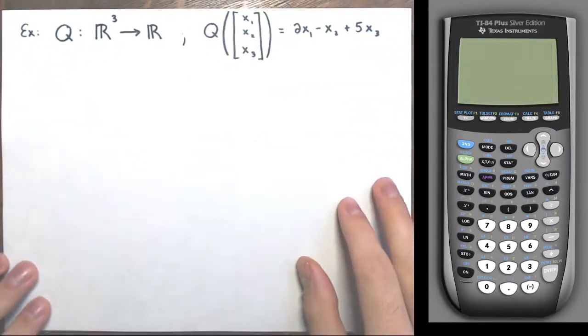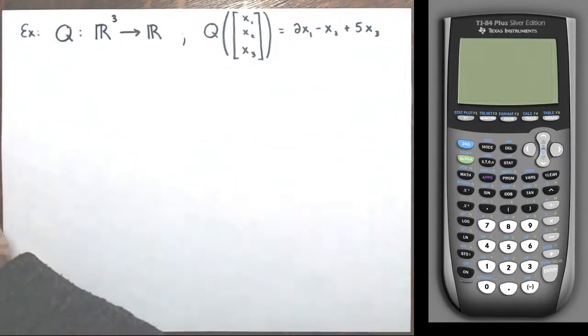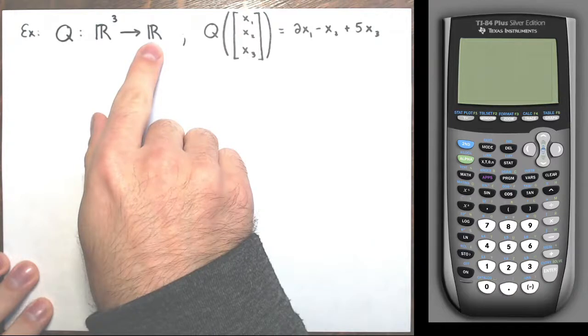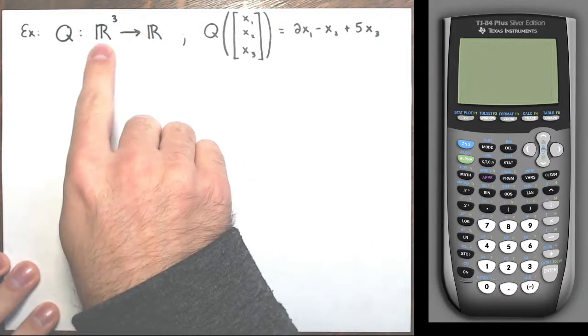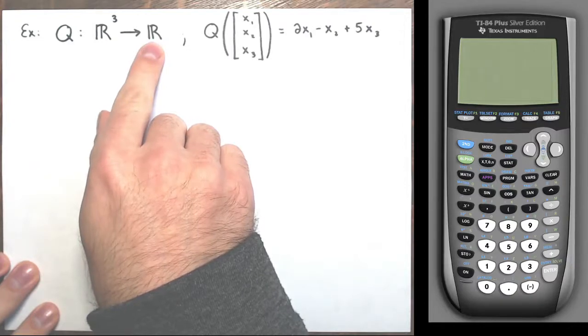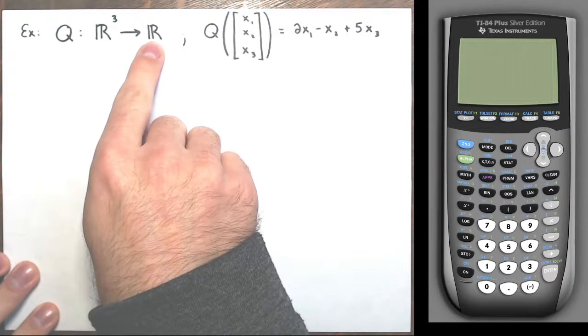Next, this is transformation Q from vector space R3 to vector space R. So my inputs are vectors with 3 components. My output's just a real number. You could say it's a vector with 1 component, but usually vectors with 1 component aren't written with the vector notation. Just write the number.